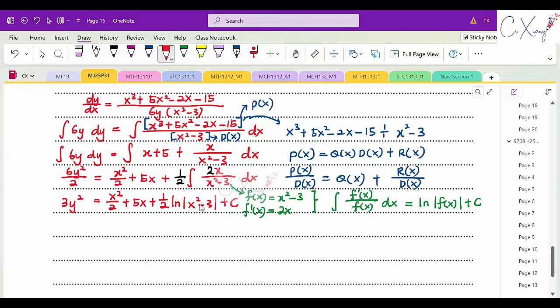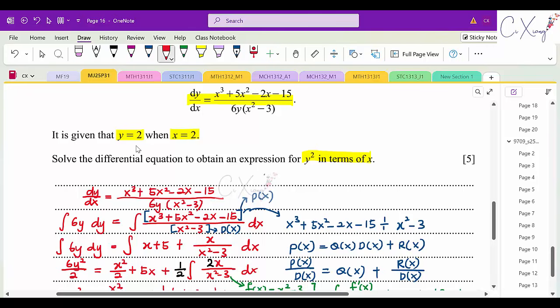Right. Then now, before you try to rephrase your answer y squared in terms of x, try to get the value for c. How can I get the value for c? Of course, you have to use the initial value given in the question, x equals to 2 and also y equals to 2. So let's continue from here.